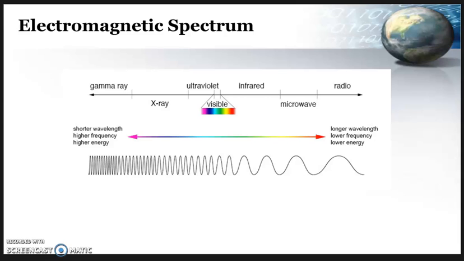So both gamma rays and X-rays are not included in the remote sensing 5 major regions of the electromagnetic spectrum. So the 5 major regions of the remote sensing electromagnetic spectrum include UV, visible, infrared, microwave, and radio waves. And we'll go over all of those in the next few slides.